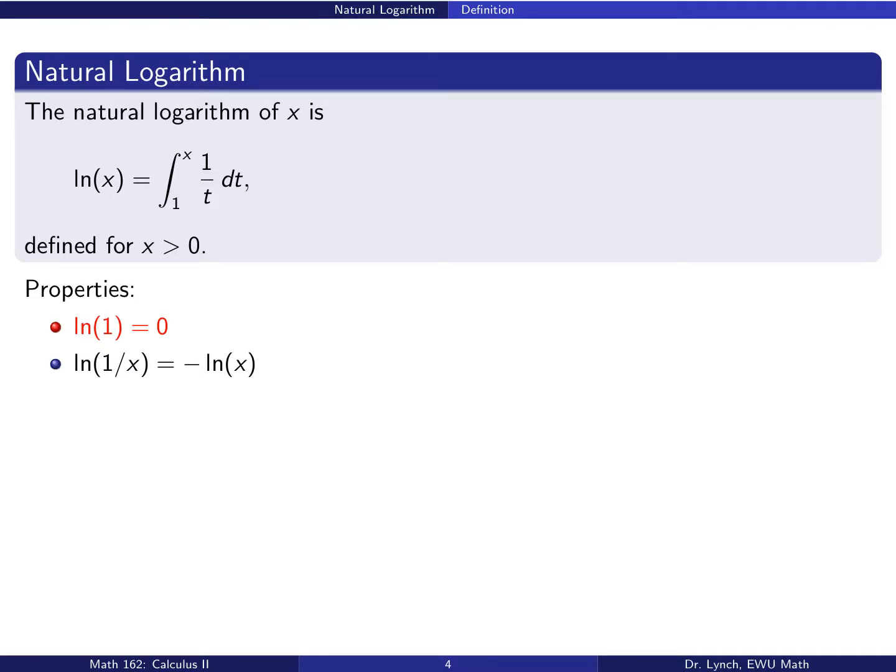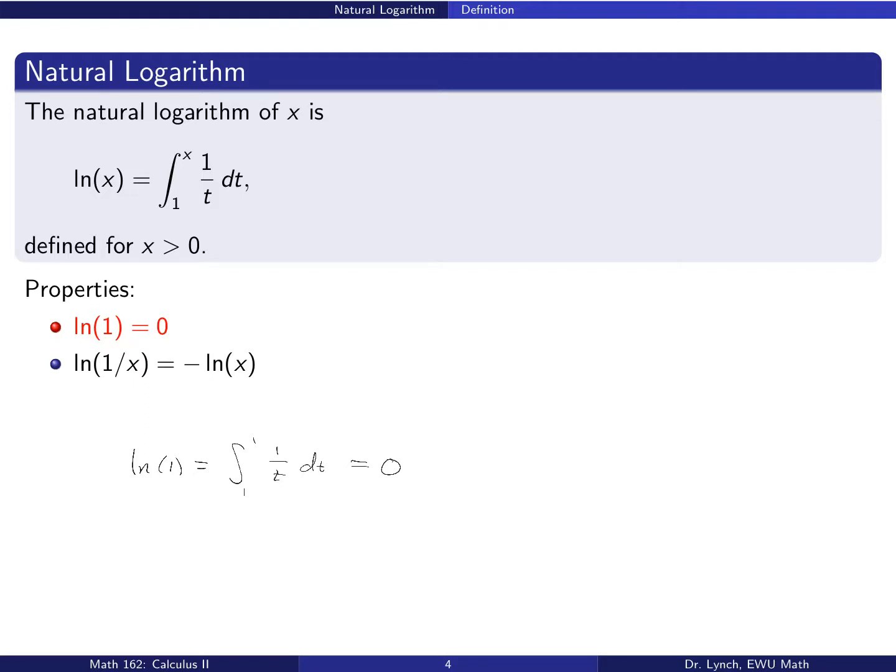From this definition, we can see a lot of properties. Here's the first one. The natural log of 1 is 0. This is quick to see just by the definition. So again, by definition, the natural log of 1 is the integral from 1 to 1 of 1 over t dt. And we know that if we have a definite integral whose endpoints start and stop at the same point, the value of that definite integral is 0.